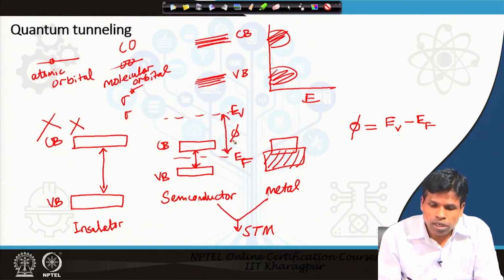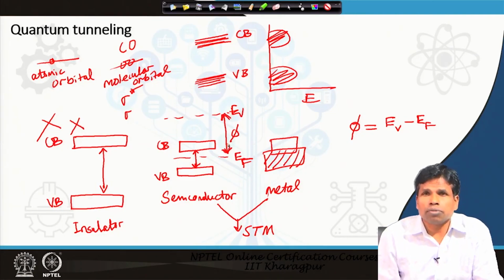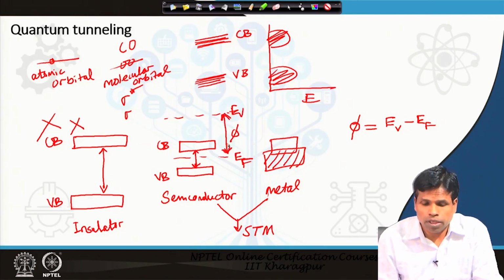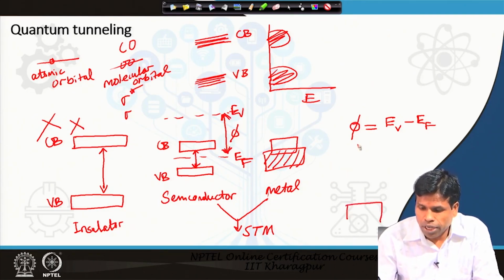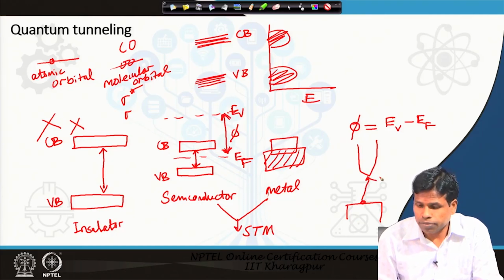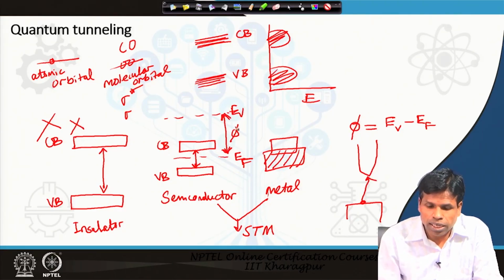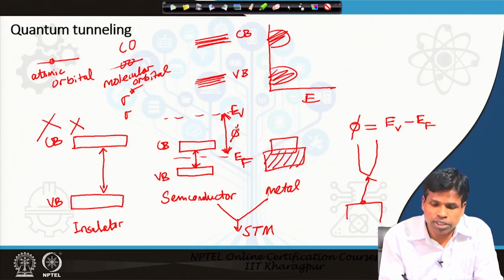Now, this work function is nothing but a type of barrier for an electron to cross in order to go to the other side. Like we have sample here and we have tip here. If an electron has to go from sample to the tip, it has to cross a barrier. And here in the case of solid materials, let us say the work function is the barrier.